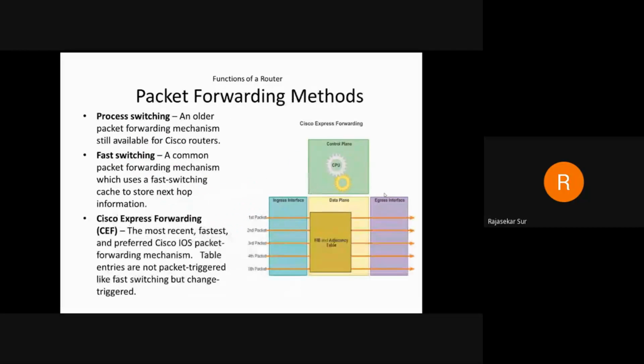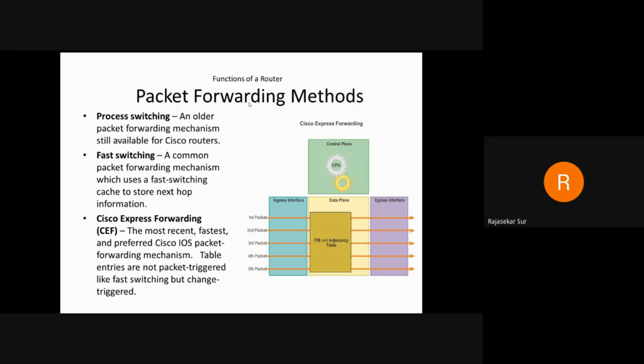Functions of a router. Packet forwarding methods. A router is going to forward the packets from one place to another place, from one network to another network. Now, in forwarding, please note down. This is a very important short answer question. What are the different packet forwarding methods used by a router?